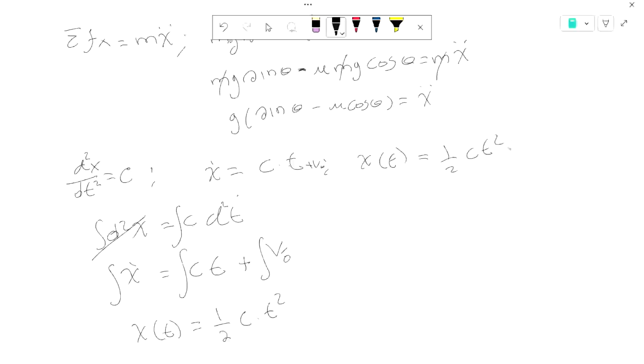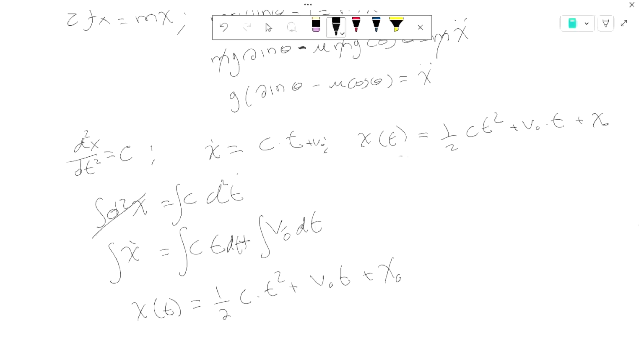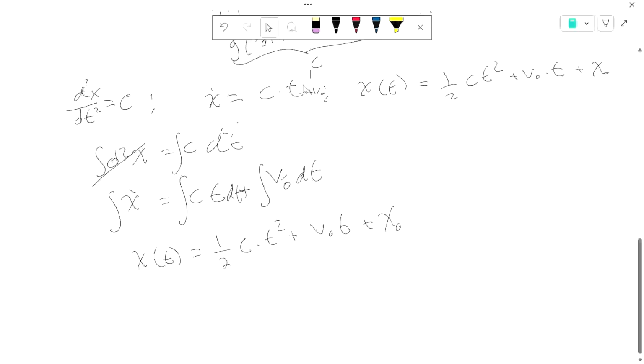This is plus your constant times t, and now we're talking about position, plus an initial position, right? So here it's the same thing, this is plus v naught t plus x 0. Okay. So what is my constant? My constant is all this, because again, we have a fixed angle and a fixed friction.